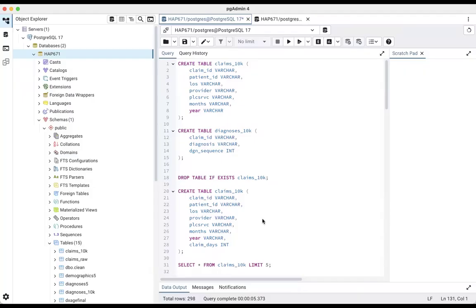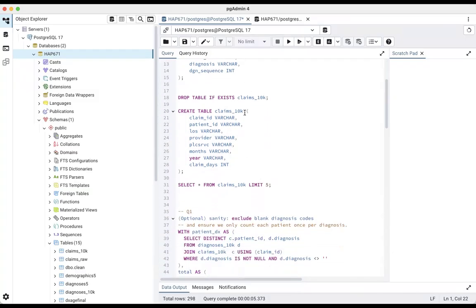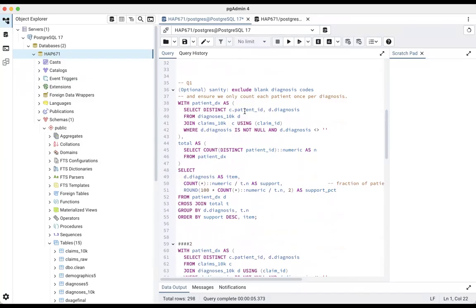So right here, I have create table opened. And then I'm using claims 10K, and then these are all of my different types of values here. I was able to create the table diagnosis 10K and then claim 10K. And the first question here helps me show the different type of patients, and it shows the most common co-occurring diagnosis pairs. I was able to get this type of code for question 1.